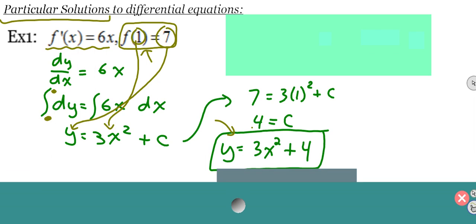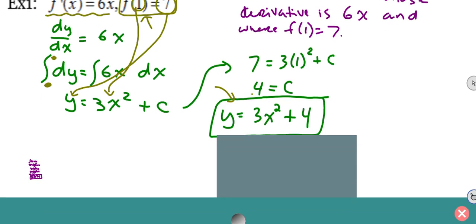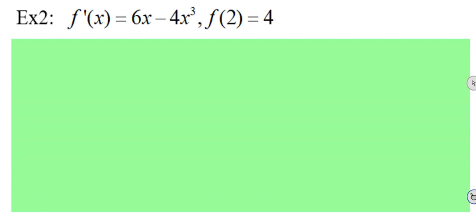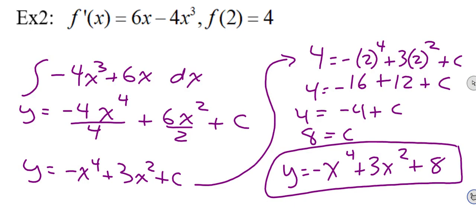All right, let's see what else I have behind these boxes. Find a function whose derivative is 6x and where f of 1 equals 7. Right, that was just a little translation there. What do I have here? Oh, that was the box I was pulling down. All right, let's do another one. All right, you know what? Let's pause. You know how to do this. It's the same exact one as we just did, so pause the video. All right, here we go. Hopefully that's what you got. Pause it, because I'm moving on.